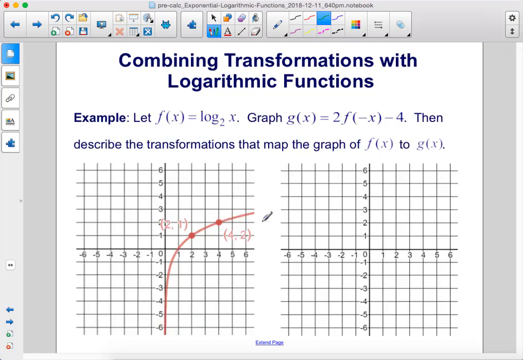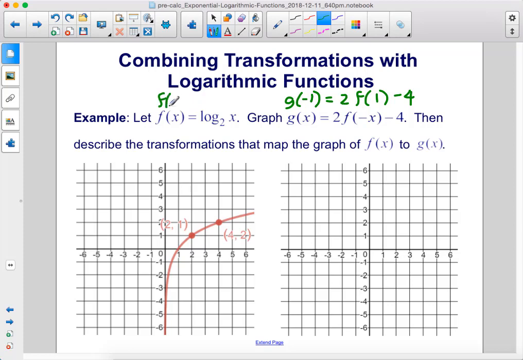Here's another example. Let f of x equal log base 2 of x. Graph g of x equals 2 times f of negative x minus 4. Then describe the transformations that map the graph of f of x to g of x. All right, so here we have f of negative x, which is a reflection across the y-axis. So let's check out g of, say, negative 1. That will equal 2 times f of 1, since two negatives, minus 4.